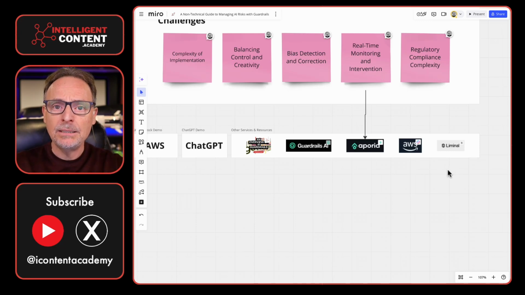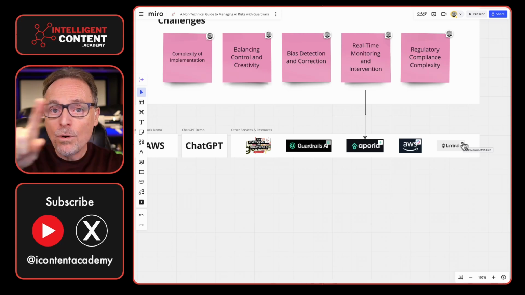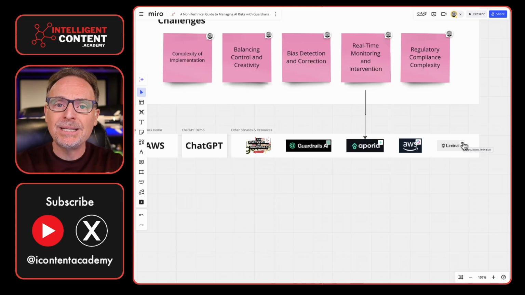But besides AWS, there are other companies that can do guardrails. Guardrails AI, Aporia, I don't know if I pronounced it right. Liminal, again, my apologies if I didn't pronounce these companies right, but these are third-party companies that allow you to create, with tools or with an API, a way for your developers to inject those guardrails in all those different places we spoke about in the life cycle, right? So you might want to look at those.